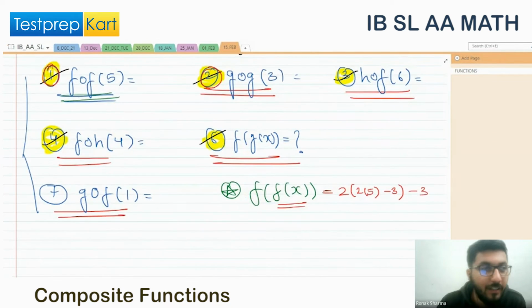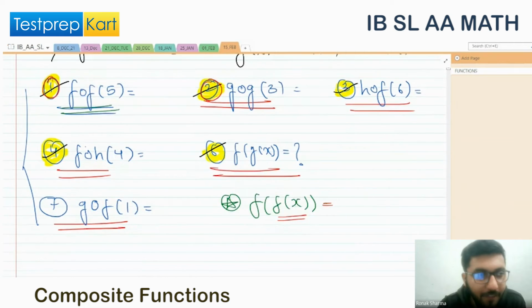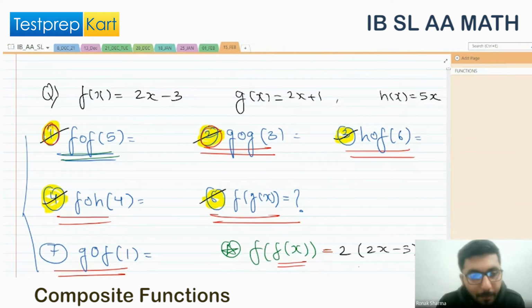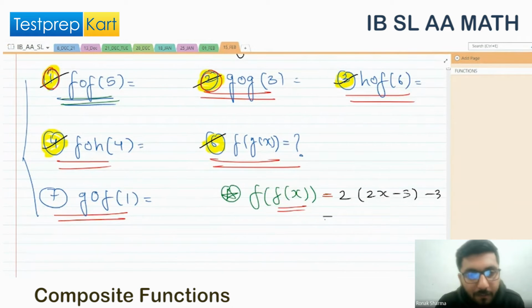Very good, excellent. I was actually asking you f of x, so no need to put 5 here. But you did a great job. It will be 2 times 2x minus 3, minus 3. Now we can either put 5 directly, or we can first simplify it. So 4x minus 6 minus 3, which is 4x minus 9.